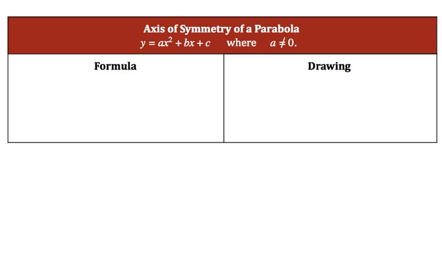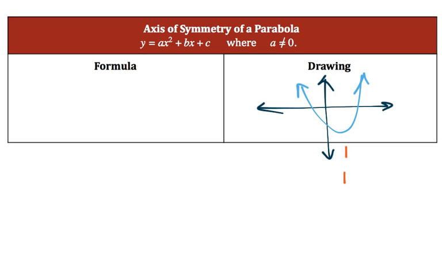Now the friendly reminder of what this would look like is the drawing. So in the drawing area, let's sketch a coordinate plane. Yours needs to be a little neater than mine. And then we'll show a parabola going through here. And if I were to fold this parabola roughly along that line, this would be my axis of symmetry.